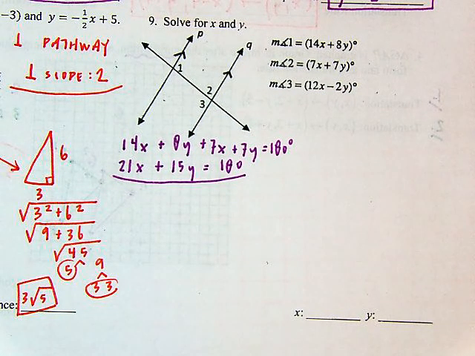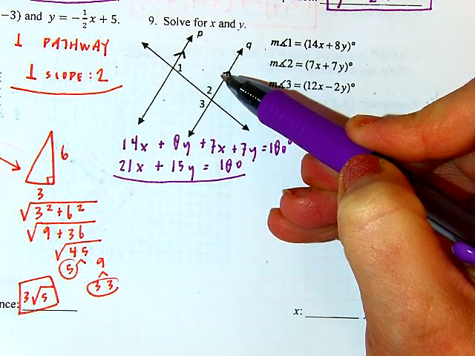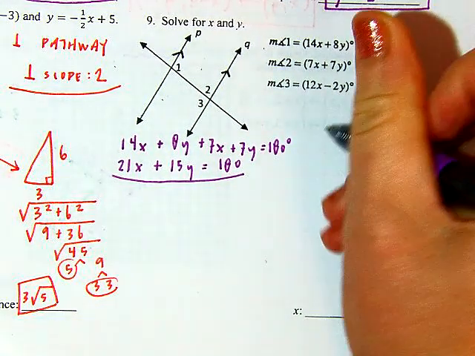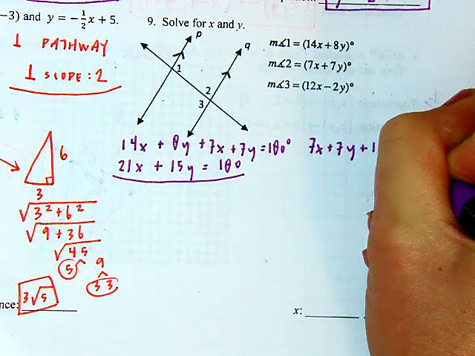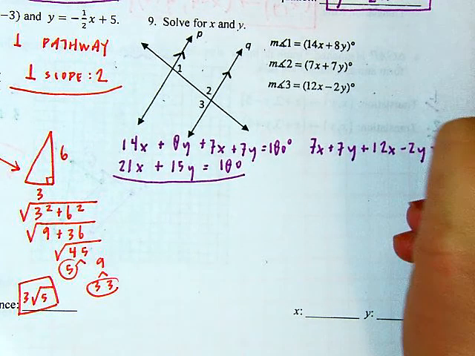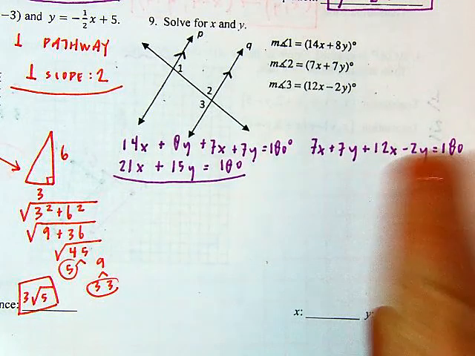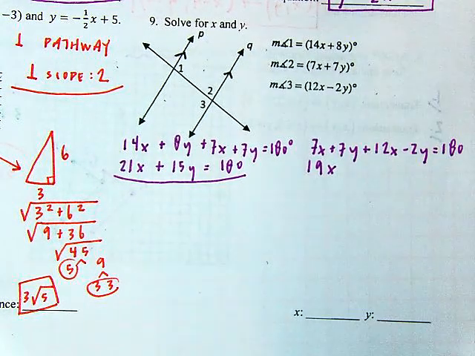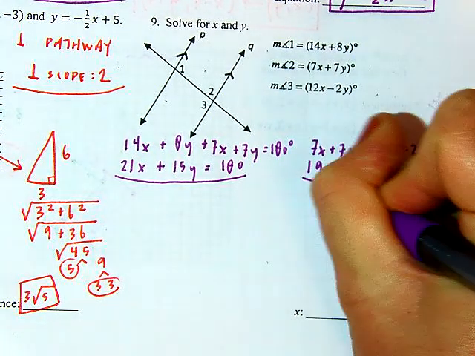Now I'm going to look at my diagram for another relationship, and the first one that stands out is right here. Angles 2 and 3 form a linear pair, so they are also supplementary. I'll build off that. So I know that 7x plus 7y plus 12x minus 2y equals 180. If I clean that up, 7x plus 12x is 19x, and 7y minus 2y is plus 5y, all equal to 180.